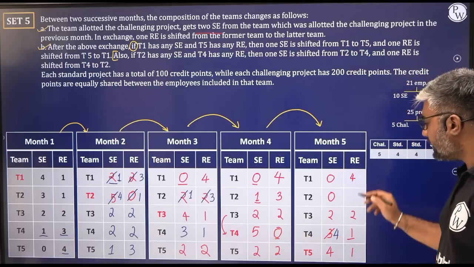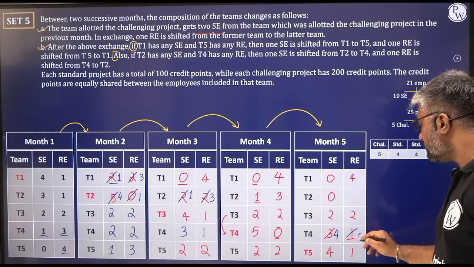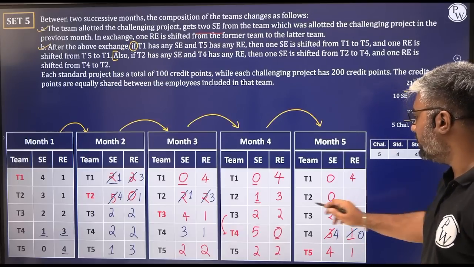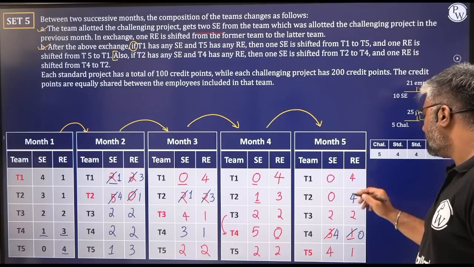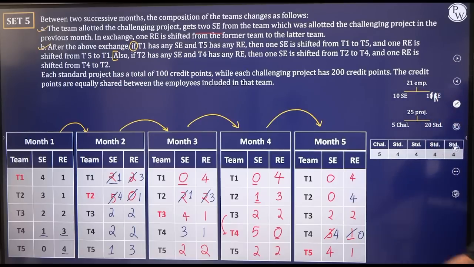Same way, this 1 has to go up here. So this will become 0. And 1 will go here. So 3 will become now 4. Is the piece restored? 0 plus 4, 4. 0 plus 4, 4. 2 plus 2 is 4. 4 plus 0 is 4. 4 plus 1 is 5. This is our final table.